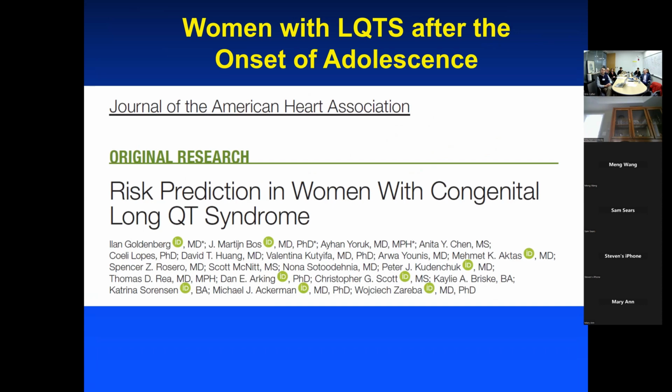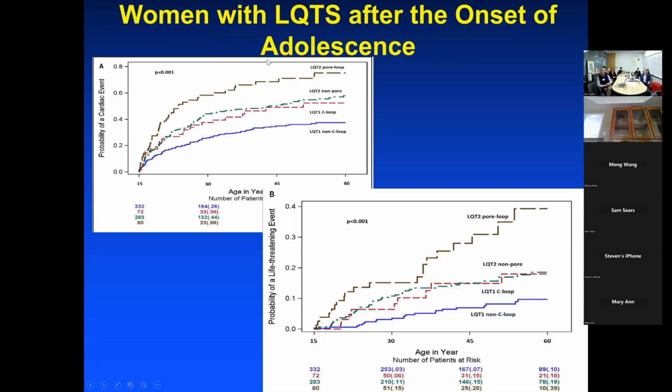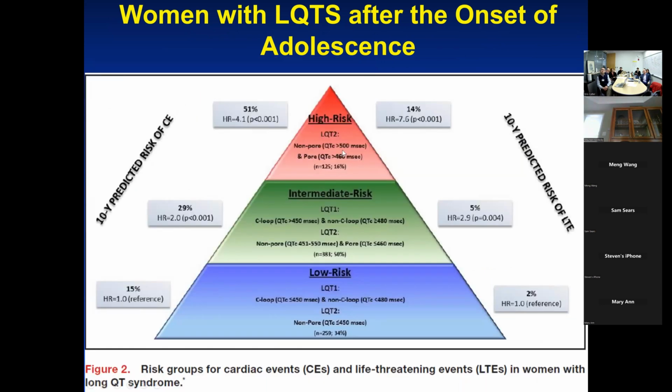And based on that, I'm not going to expand, but we have identified risk prediction models, especially during the time of adolescence, in women and in men that are specific during this time period that relate to the type of mutation, the genotype, but also incorporate specific QTC, whether the mutation is a pore region, non-pore, CLOP mutations. And based on this, we can know during adolescence what the risk would be: 14%, 5%, 2% during 10 years after the onset of adolescence. And this is specifically for women.